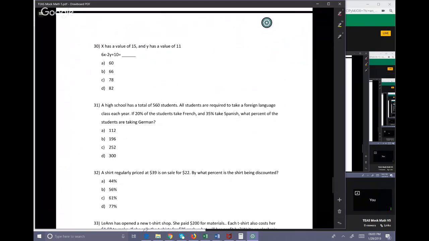X has a value of 15, Y has a value of 11, so you're going to change X to 15, you're going to change Y to 11. Don't forget the other plus 10. You're going to follow your order of operations, and you're going to wind up with 78 for that one. That is algebra.